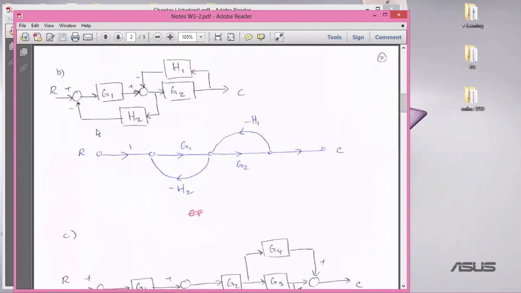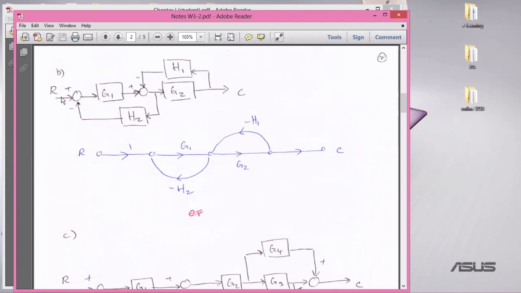Okay, so this is the original block diagram. So let us count the variables in the forward path. 1, 2, 3, 4, 5 variables. So you are going to have 5 nodes in the forward path.